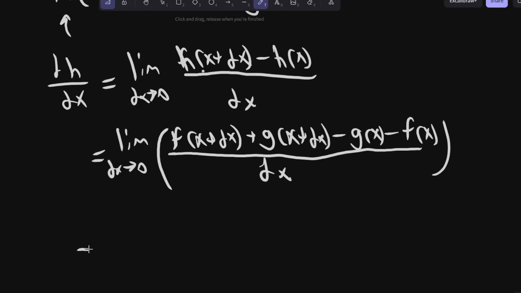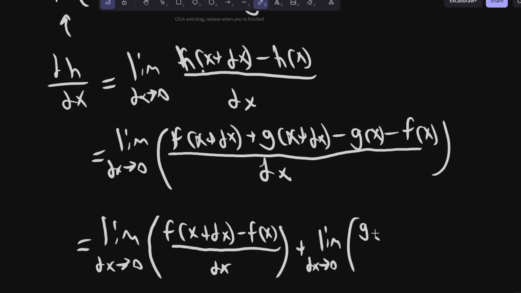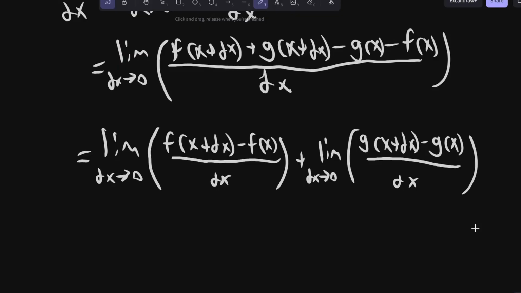Well, what's the next step? Well, we can group our terms. So we can group our terms as so. I can group all the f's together over dx, and I can group all the g's together. And you see that the form of the g's and the form of the f's is just the form of the derivative of those functions on their own.